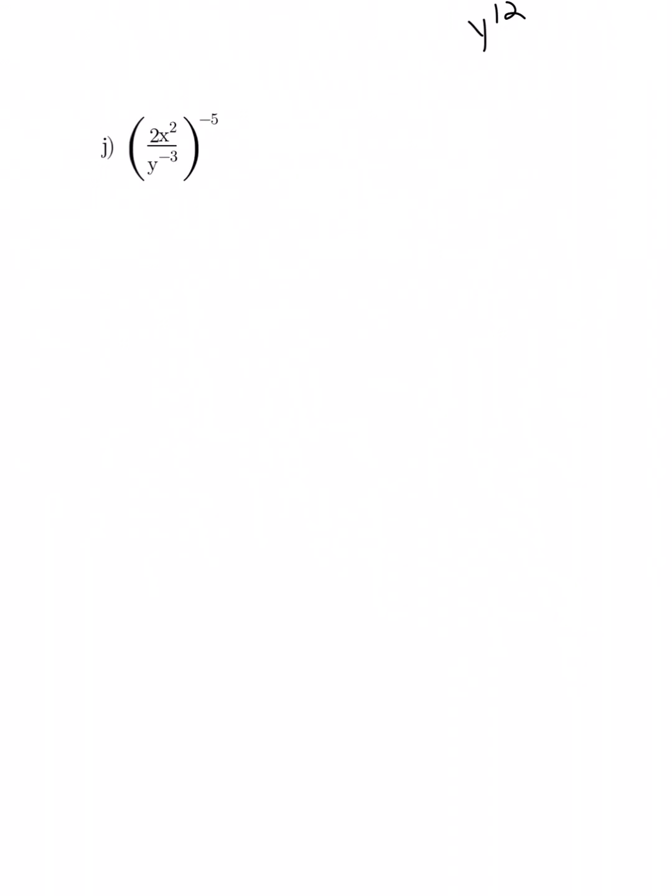On items J, K, and L, we are still using the power to the power idea, but we are using it on several items within a set of parentheses. So on J, when we have 2x squared over y to the negative 3, and that whole thing is being raised to the negative 5, we have to spread that negative 5 power through to each item. So it becomes 2 to the negative 5. And remember, you're multiplying these powers, so it becomes x to the negative 10. And then on the denominator, when you multiply those powers, it would become y to the positive 15.